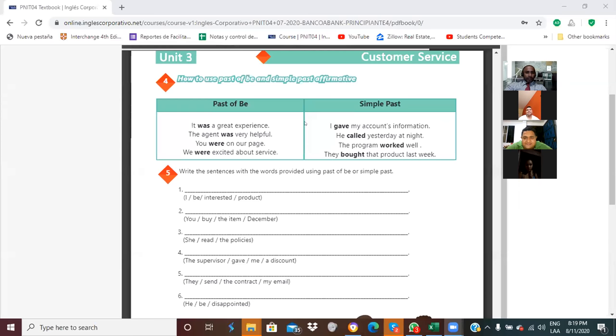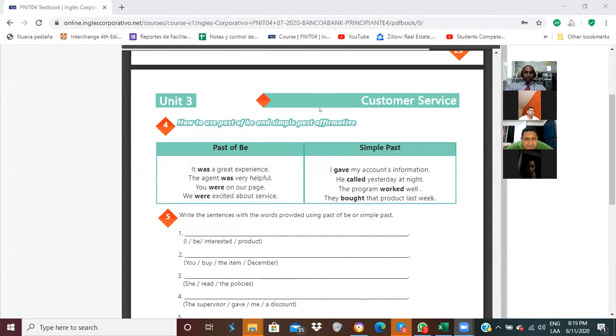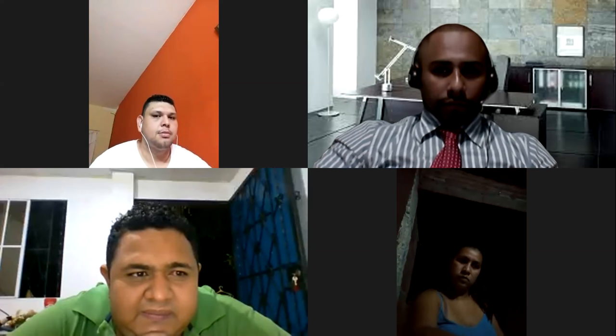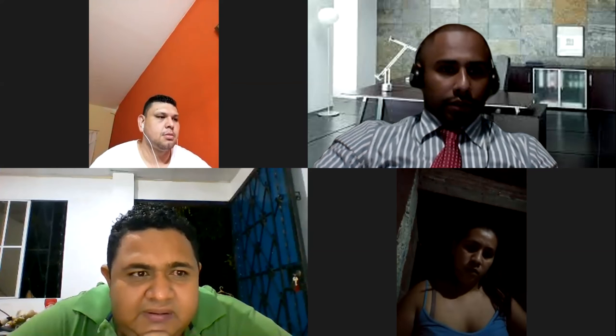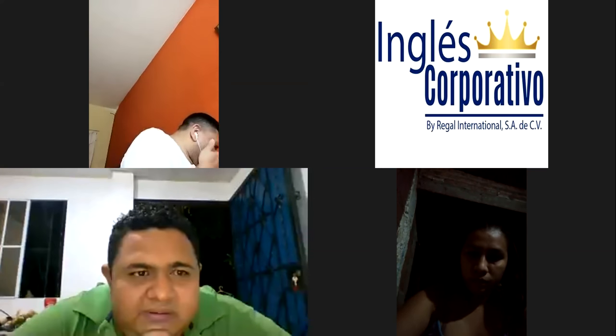No. Right now, what you're doing is we're looking at this section over here. This is coming from page number 30. And you are going to write the sentence in the simple past, right? With the be verb in the simple past or the verb in the simple past. That's right. Okay. Exercise number 5, 29. That would be page number 30. Okay, you got it.